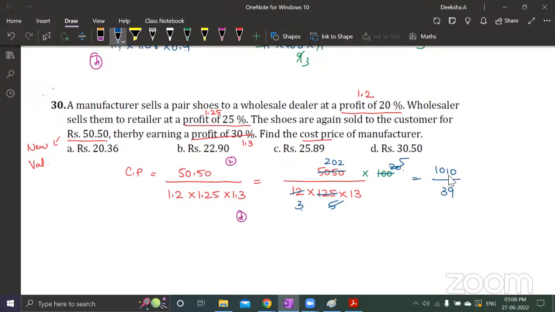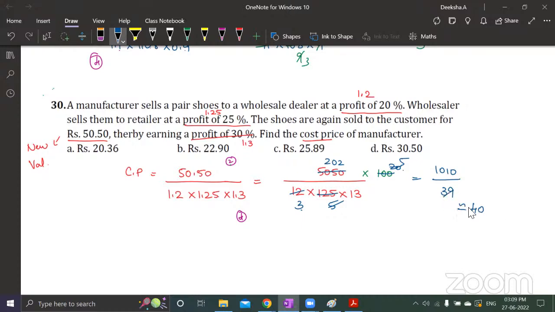Now this one we'll see how to divide. Whenever we have a denominator like this, you can approximate it to the nearest number only, by 1. If it is 38, don't approximate it to 40. It becomes difficult to find out the correct answer. So if it is 39 or 41, approximate it to 40. If it's 38, don't approximate to 40.